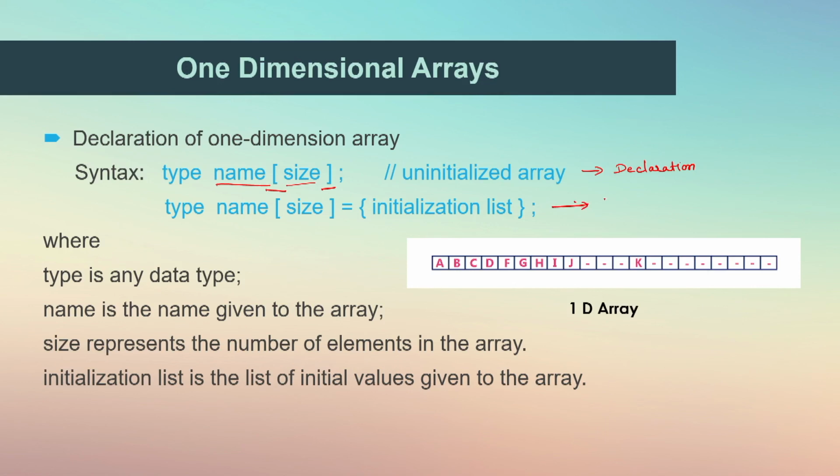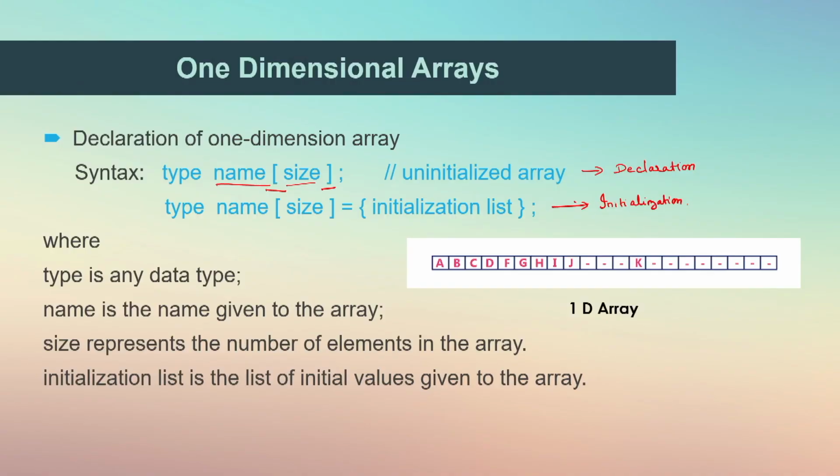Then if we are trying to supply values to the array at the time of declaration, or if we are trying to declare and initialize the array elements, then it is called array initialization. So, this process is called array initialization, wherein the array elements are assigned at the time of declaration. While declaring the array itself, if you are giving the values that are going to be stored in that array, then it is named initialization of the array.